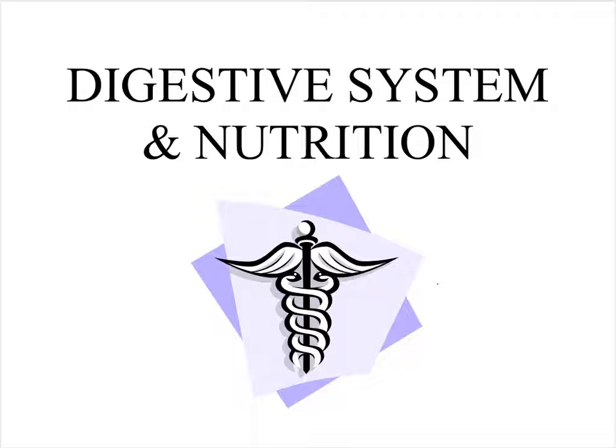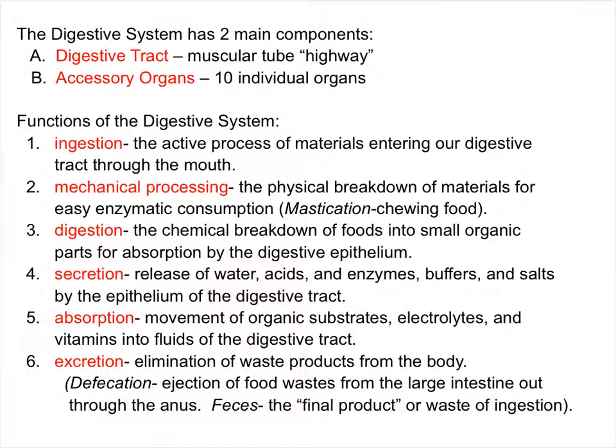Now we're going to begin the digestive system. The digestive system has two main components: the digestive tract, which is a muscular tube or highway of the digestive system, and then the 10 accessory organs, which are the 10 individual organs that are necessary for the whole process of digestion. There are 6 functions of the digestive system.